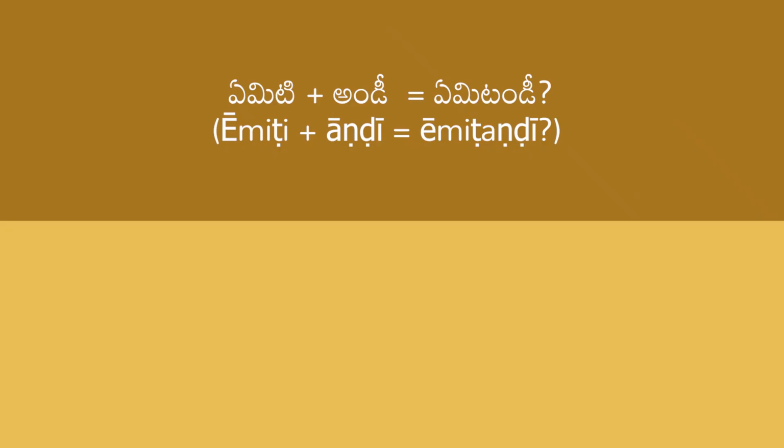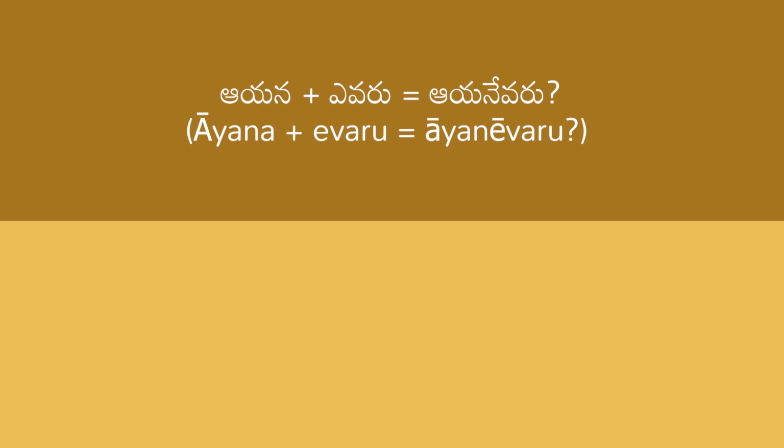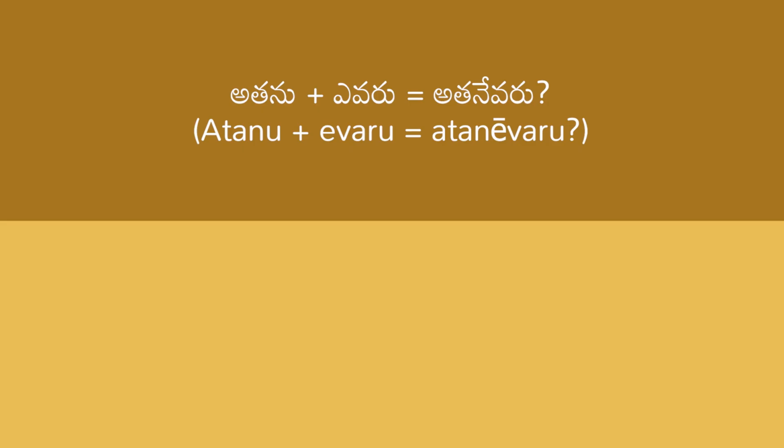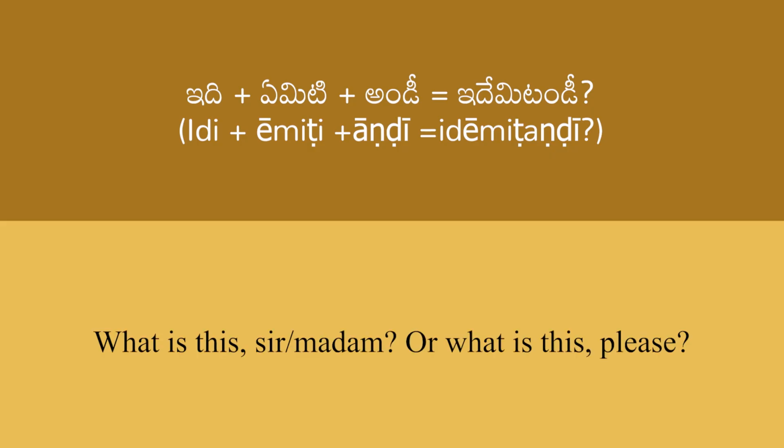Now we will look at a few sandhi constructions. Let me explain them. ఏమిటి plus అండి, ఏమిటండి? What is it, sir? Or madam? ఆయన plus ఎవరు, ఆయన ఎవరు? Who is he? అతను plus ఎవరు, అతనెవరు? It conveys who is he. ఇది plus ఏమిటి plus అండి, ఇదేమిటండి? Which means what is this, sir or madam?